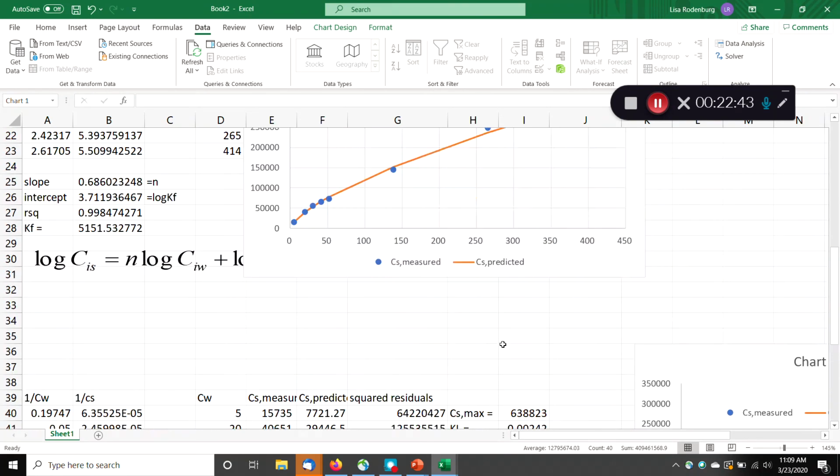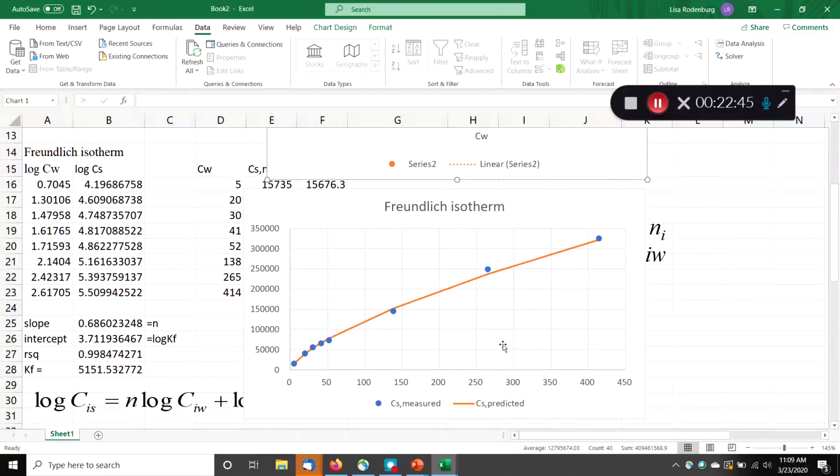All right, so that's an example of how you do a sorption isotherm, and also how you use the solver feature of Excel, and also how linearization can lead you badly, badly astray if you're not careful.